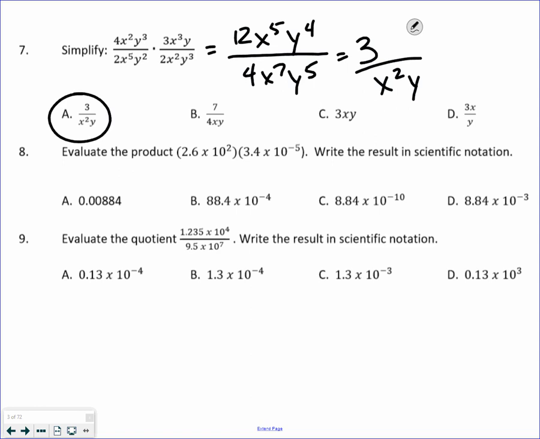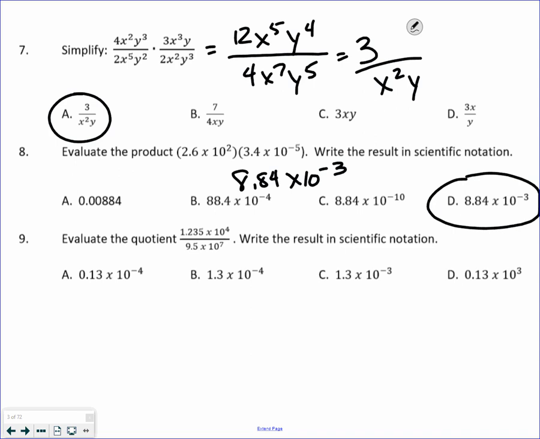Next one, using a calculator here, you're going to go 2.6 times 3.4. Sorry for the interruption there. 2.6 times 3.4 is 8.84 times 10 to the, now you're going to add the exponents, negative third. So now 8.84 times 10 to the negative third, D is the correct answer.